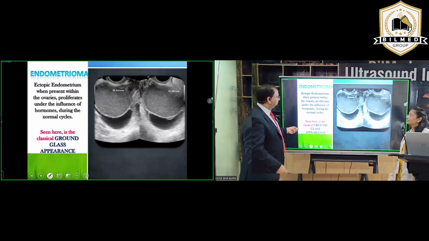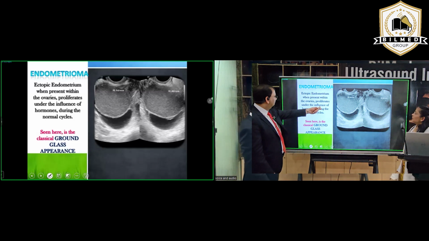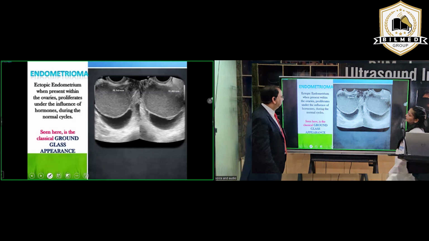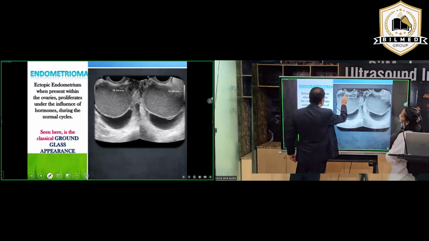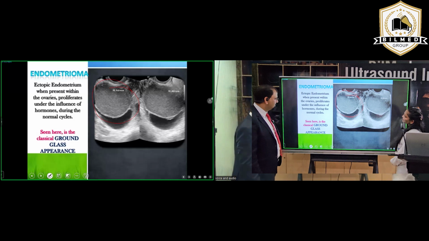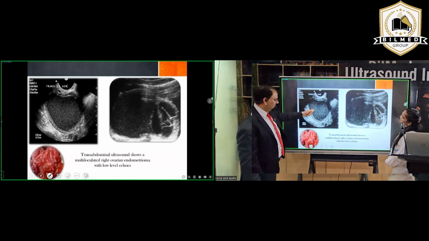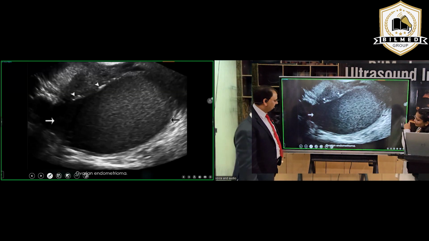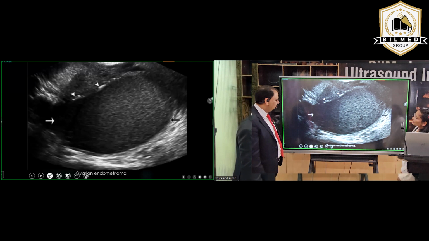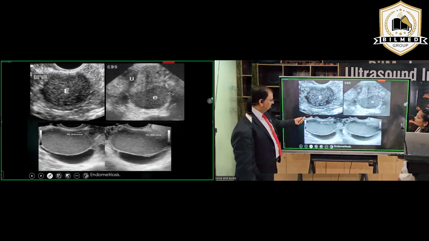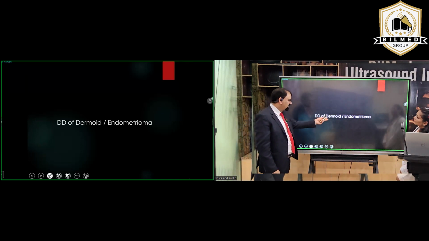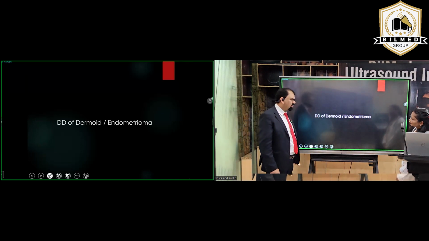Okay. Now this is one presentation of this endometrioma with a ground glass appearance. Ground glass appearance. So this is another way how it can be presented, ground glass appearance. This is the endometrioma over here. Again, endometrioma. So we have discussed the differential diagnosis of this dermoid from an endometrioma.